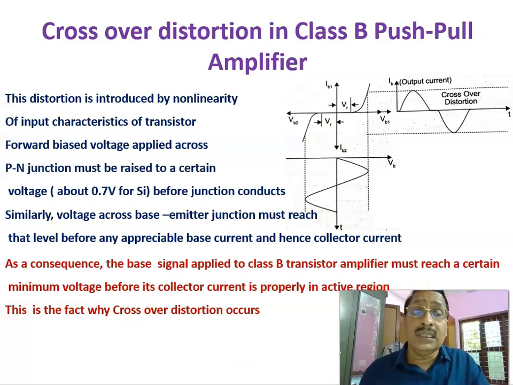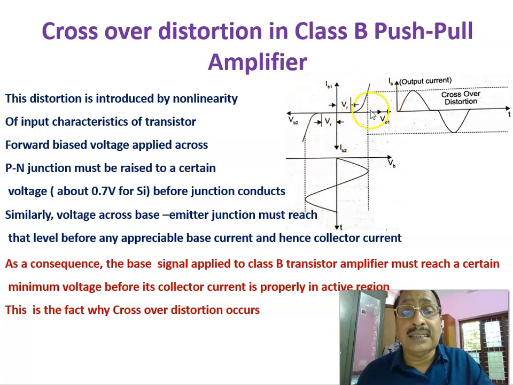The crossover distortion in a class B push-pull amplifier is induced by the non-linearity of the input characteristic of the transistor. Here, a transistor can be considered as two diodes connected back to back. Now, a diode has a cut-in characteristic: if the voltage is above the cut-in voltage, it will conduct. The operating point is near cutoff, unlike the class A type of power amplifier. That is why, in order to start conduction, the voltage should be more than the cut-in voltage. That is the characteristic of that device.